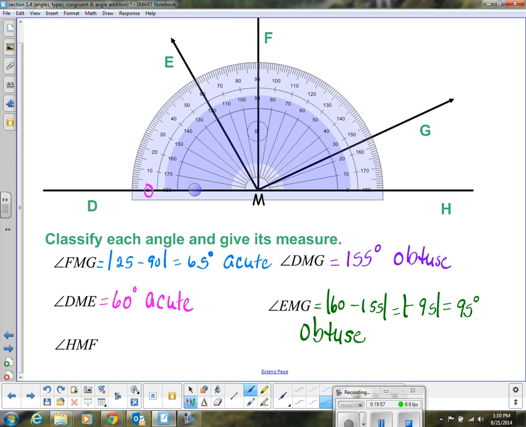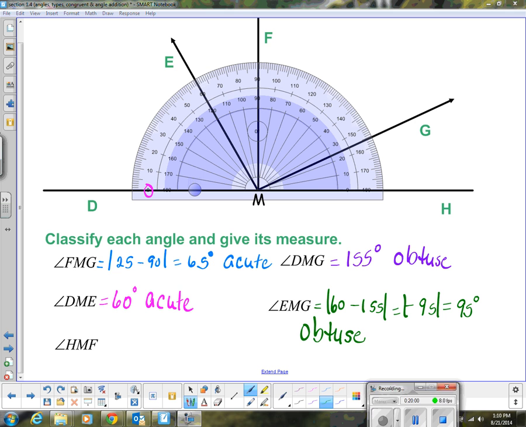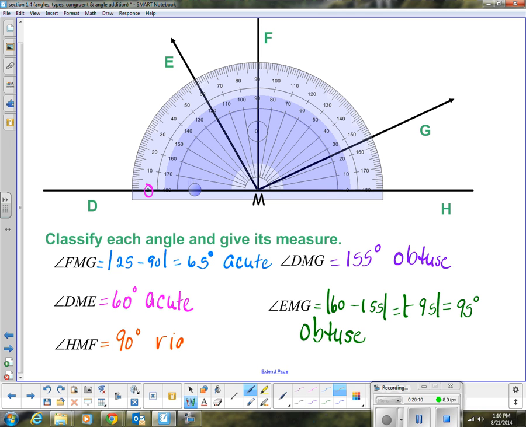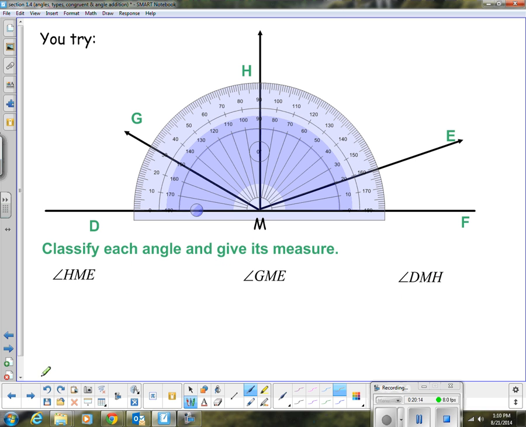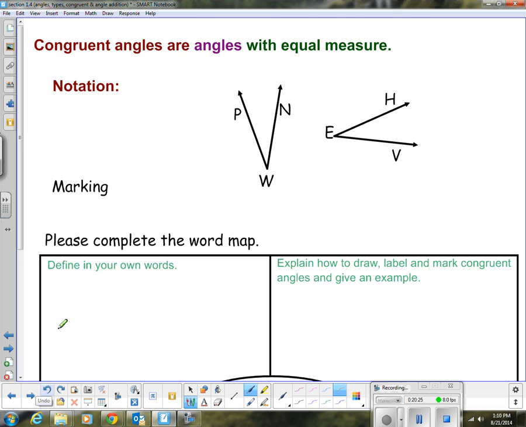Okay, so now we're going to look at HMF. So we start at HMF. That is 90 degrees, and because it's 90 degrees, it's called a right angle. So now it's time for you to try. I want its measure, and then I want you to classify. All right, and this is where we're going to stop today.